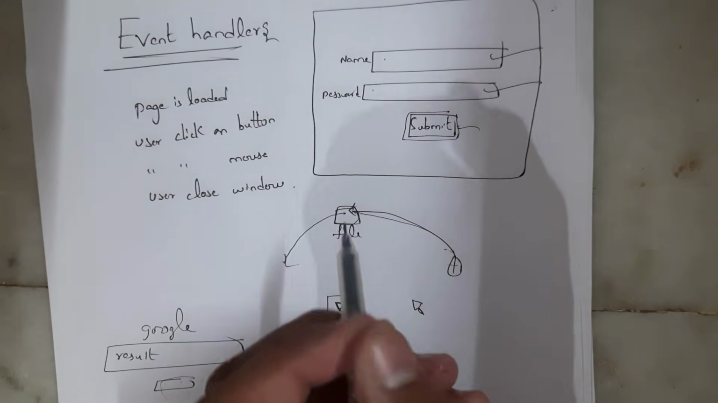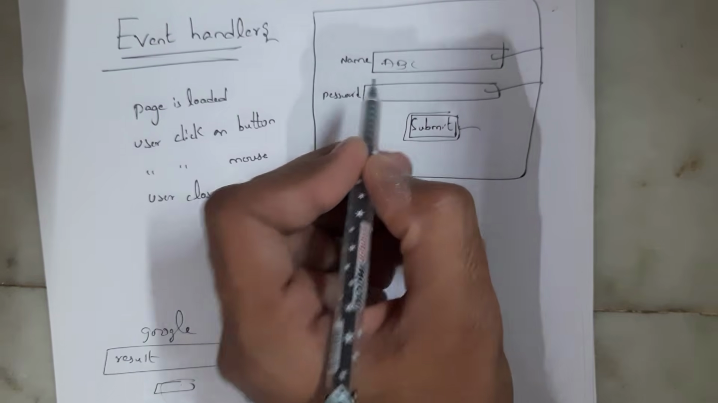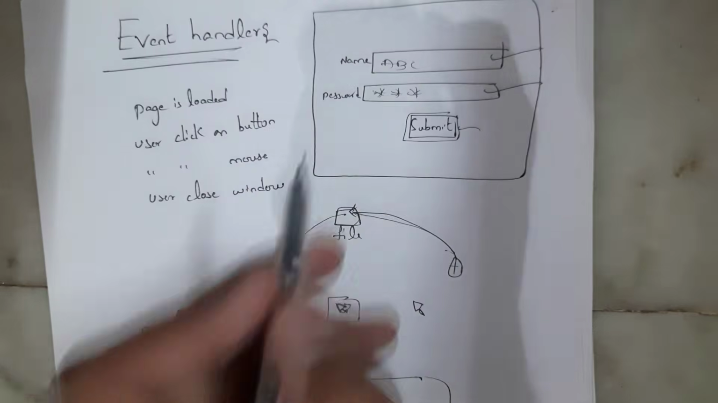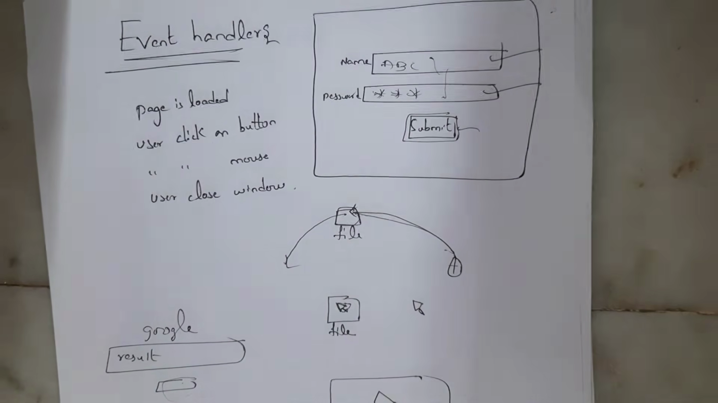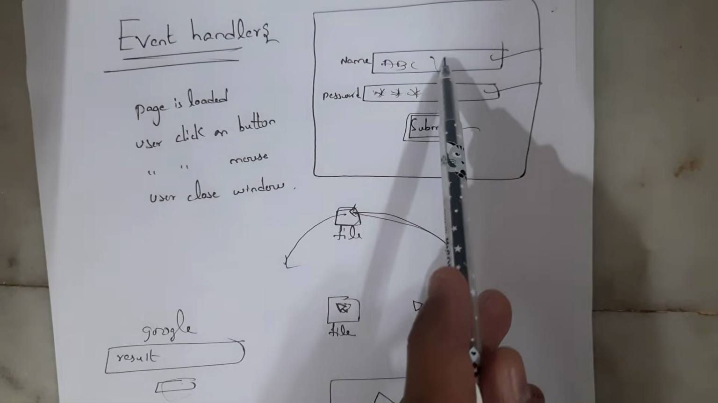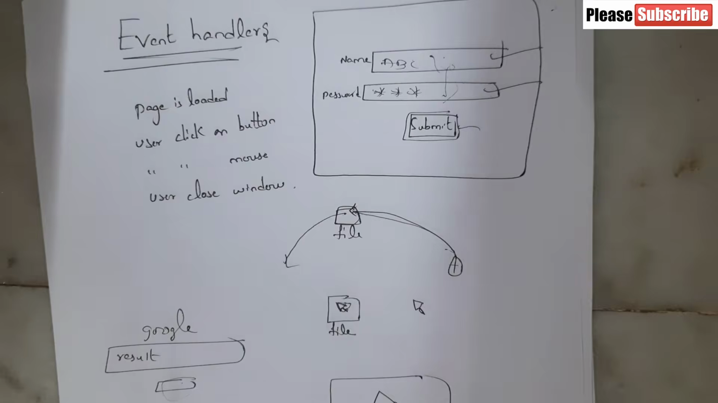For example, there is a user. This user entered details, like he entered username and he entered password. In order to check whether the information entered by user is correct or not, we use JavaScript. In order to validate user information which he entered, we use JavaScript. At first we need to create form. We can create form by using HTML.